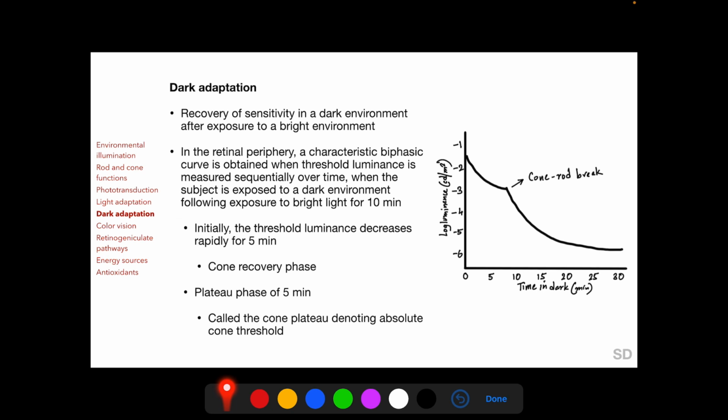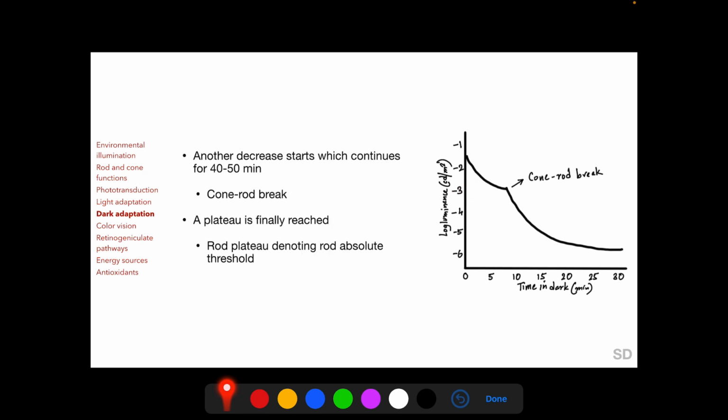Initially, the threshold luminance decreases rapidly for 5 minutes, which is called the cone recovery phase, followed by a plateau phase of another 5 minutes, which is called the cone plateau because the threshold luminance here denotes the absolute cone threshold, which means that cones do not respond to fainter light stimuli as compared to this threshold. Another decrease starts which continues for 40 to 50 minutes, which is due to recovery of the rods. And the break between the two portions of the curve is called the cone rod break.